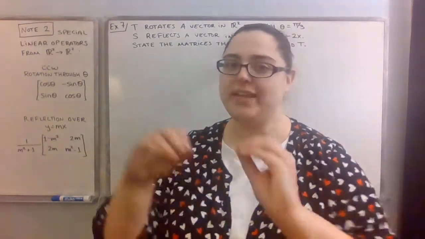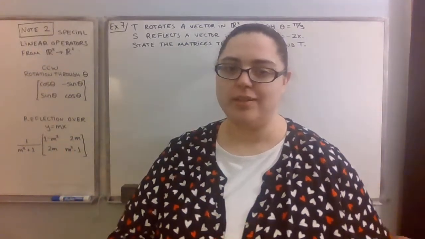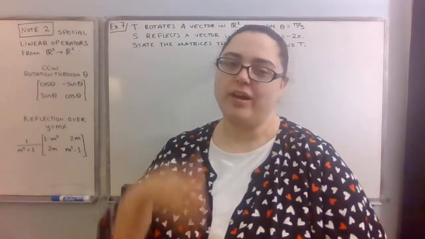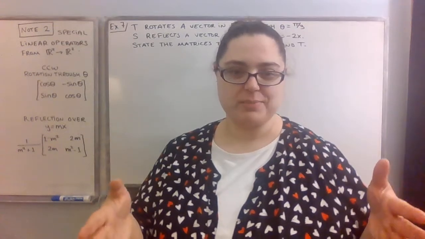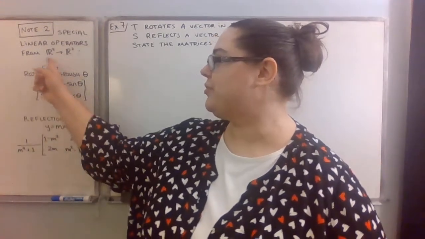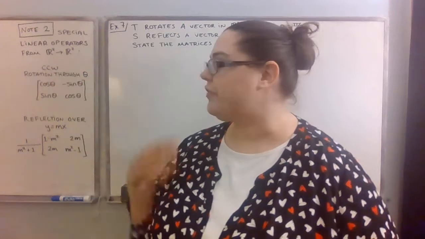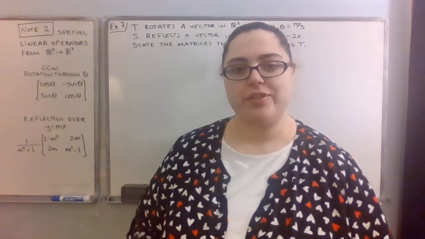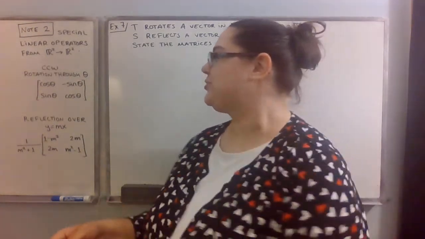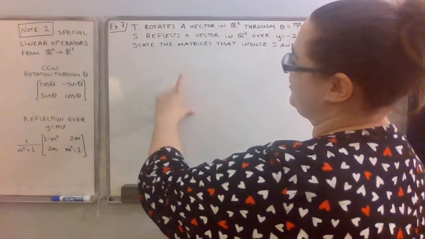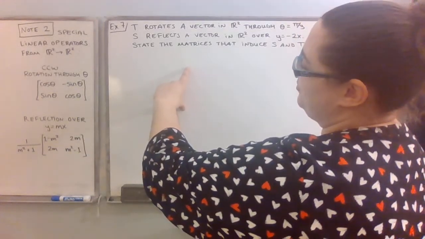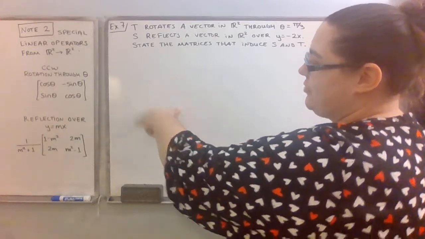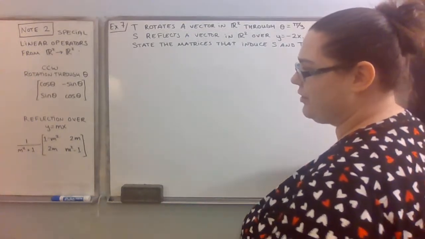Remember, the difference between a linear operator and a linear transformation is just that a linear operator is a special linear transformation where its starting space and ending space are the same space. So we're starting in R2 and going to R2. The first special type is a counterclockwise rotation through an angle theta. Think about taking a vector in R2 and rotating it counterclockwise through the angle.